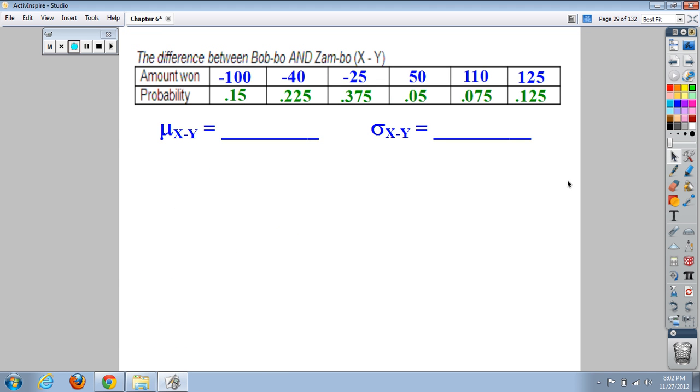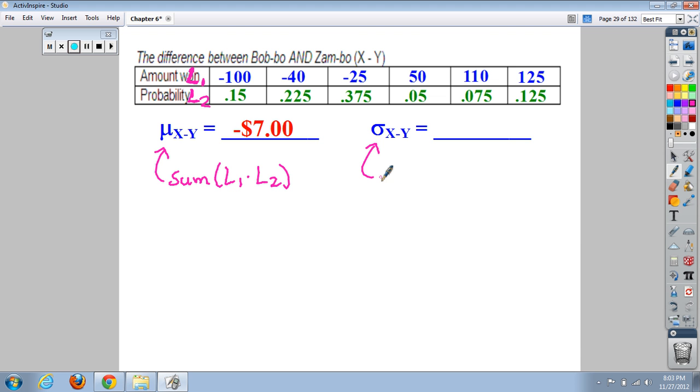So now, if I wanted to find the mean and standard deviation of these, again, let's go list 1, list 2, or you can use list 3 and list 4, it doesn't really matter. For the mean, we're going to take the sum of L1 times L2, and you should get negative $7. There's a negative $7 difference between the winnings in Bobo and Zambo.